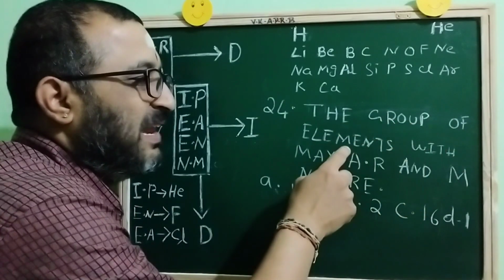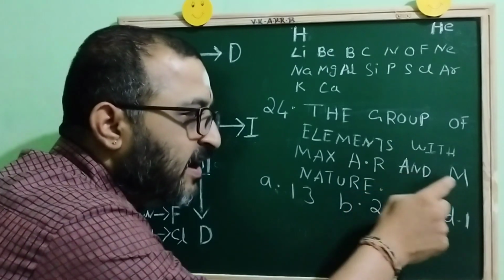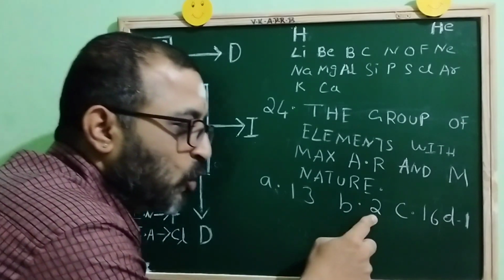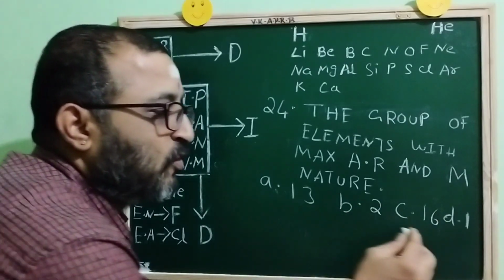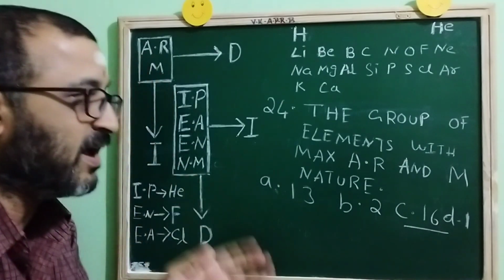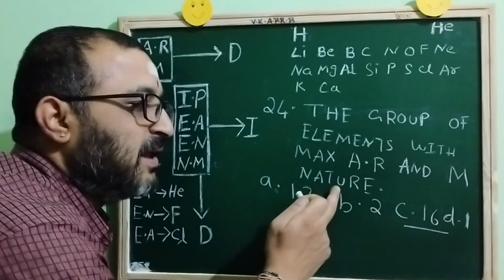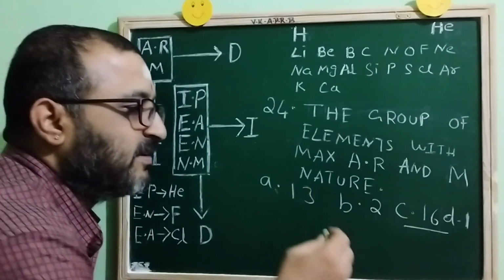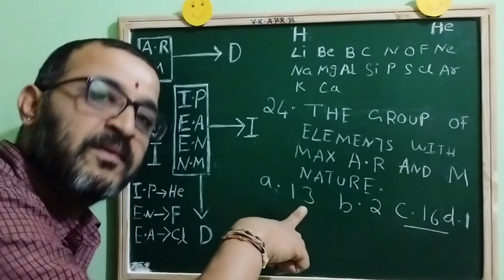The group of elements with maximum atomic radius and metallic nature. The options are group 13, group 2, group 16 and group 1. Children, common sense says that out of these 4 options, group 16 is ruled out because it is nothing but what, children? Non-metal, right? Because we are supposed to discuss atomic radius as well as what? Metallic nature. So this is non-metal, so let us not consider that. So group 1, group 2 and group 13.